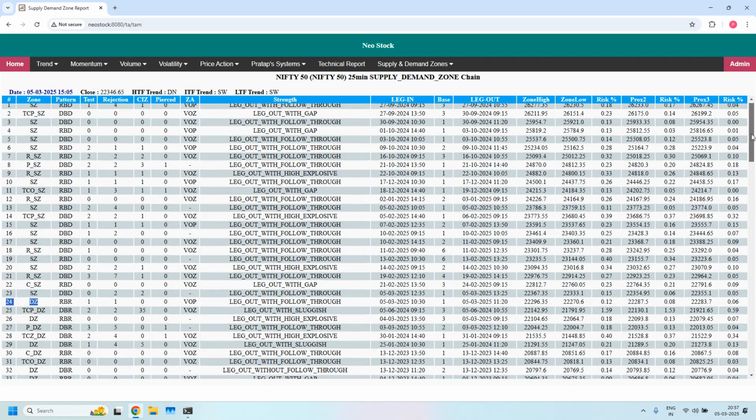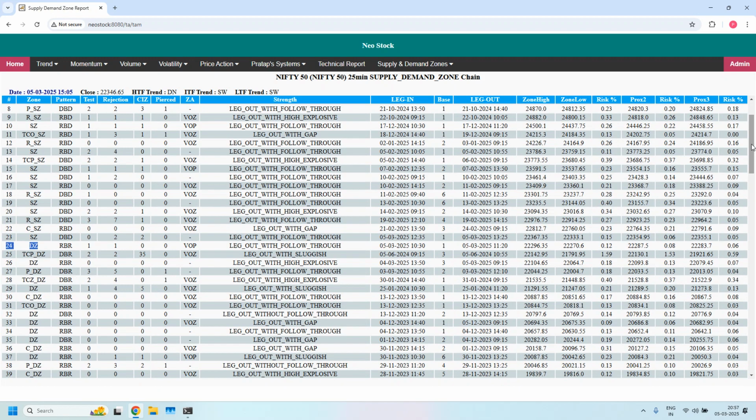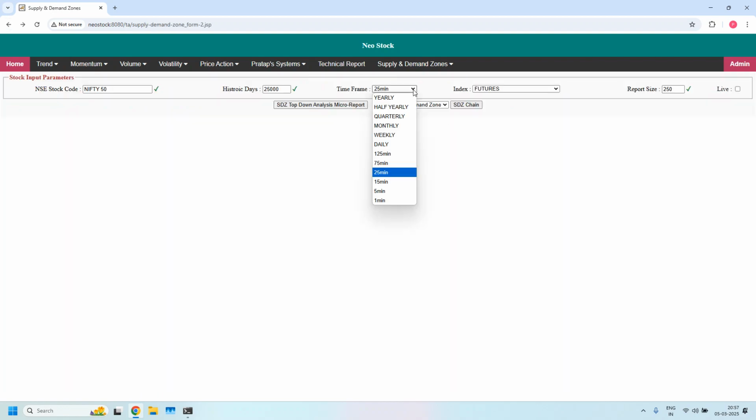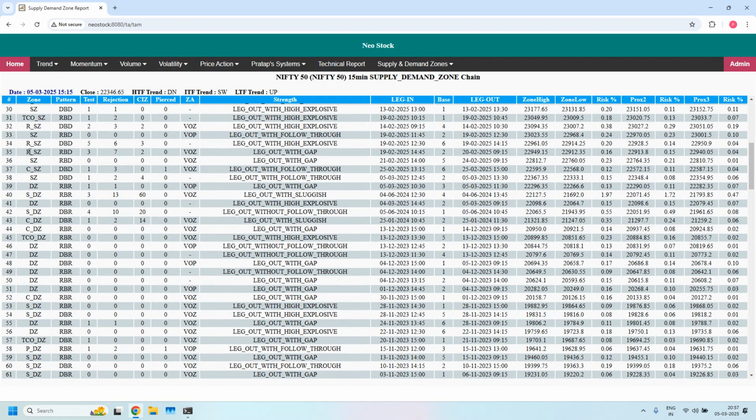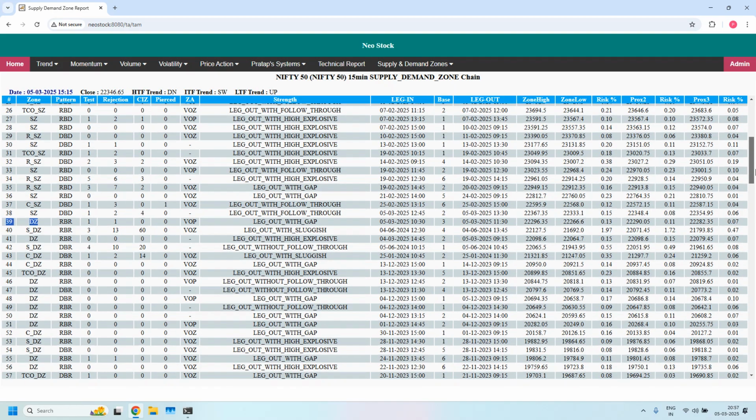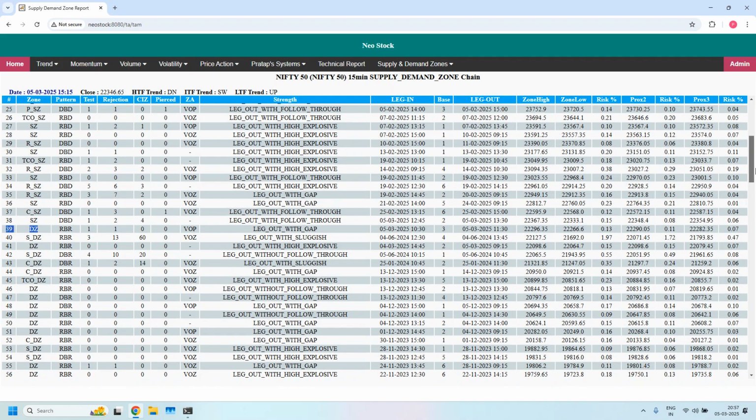Let me adjust in the center. Okay, next, 15 minutes supply demand zone chain for Nifty. All these are supply zones. I am scrolling the list down. The nearest demand zone to the current closing price is 39. So let me put it in the center so that you know equal number of demand and supply zones.